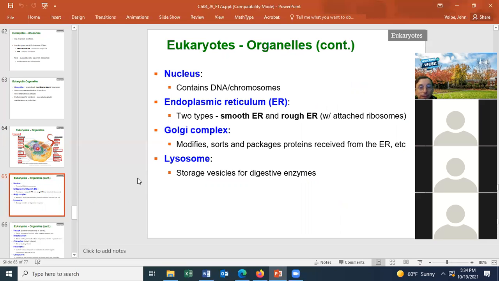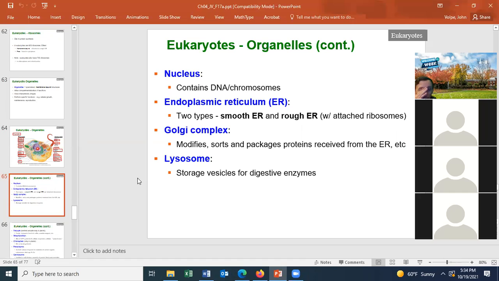There's the endoplasmic reticulum, and it has two types, the smooth ER and the rough ER. The rough ER is the same as the smooth ER, except it has attached ribosomes to it. The smooth ER has no ribosomes. The Golgi complex, and we'll talk more about that one, modifies and sorts proteins. And these proteins are received from the endoplasmic reticulum. And then it packages the proteins and then sends them elsewhere in the cell. Any question about any of that?